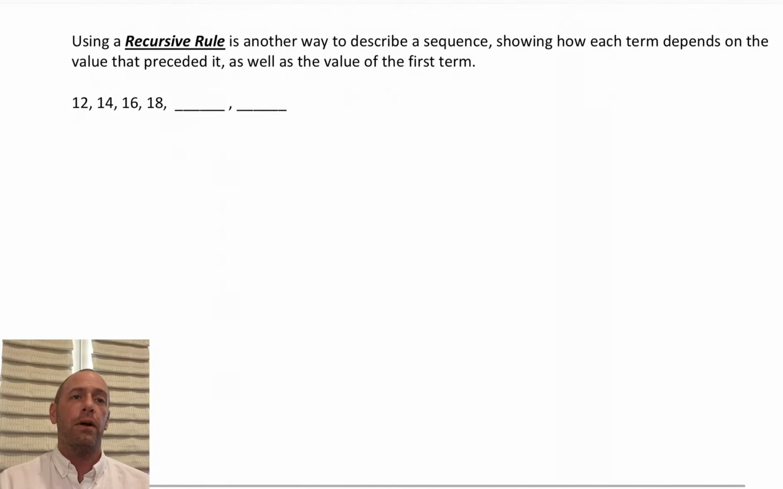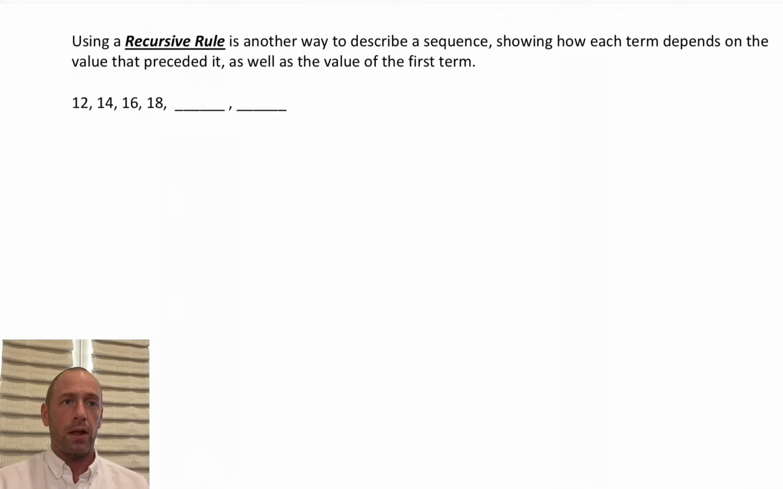Next up, a recursive rule. And these students don't like them very much at first, but then they really do like them because they're very intuitive. I like to think a recursive rule models mathematically how our brain interprets a pattern. What do I mean? We see a 12, a 14, a 16, and an 18. I don't know how your brain works, but I realize that I'm adding 2 to the previous number.